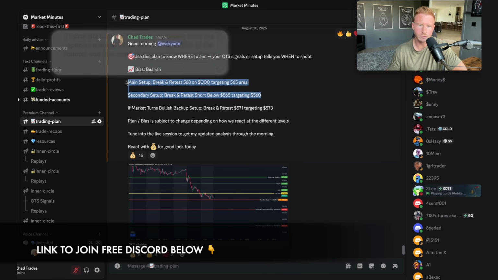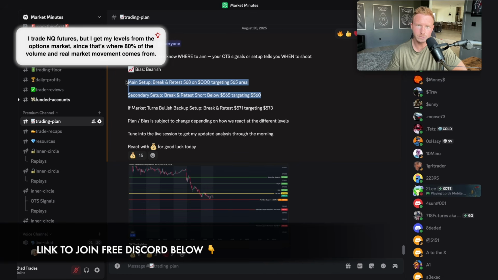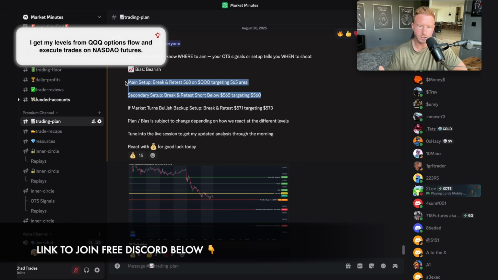Now keep in mind, I do not trade options. I trade futures on NQ. But I get my key levels by reading the Greeks inside the options market, because that is what moves the market. If you don't know, 80% of volume comes from the options market. So I get my key levels on QQQ and I'm taking trades on the NASDAQ.